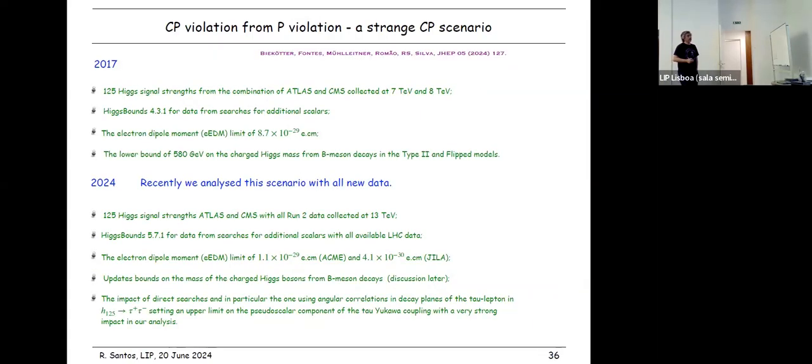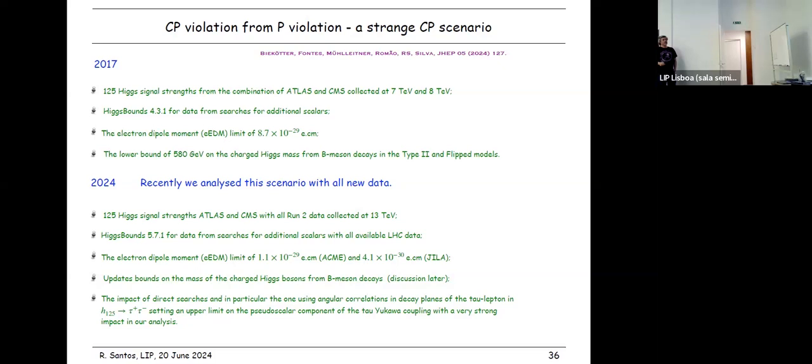So what we did very recently was look for all the possibilities in the C2HDM to see if this kind of weird scenario was still possible or not. We published something in 2017, and now this is something that just came out with the new experimental data. So what is new? We have here all the runs through the data collected at 13 TeV. Of course, there are also the data from searches for additional scalars.